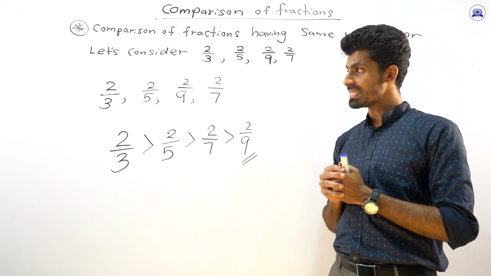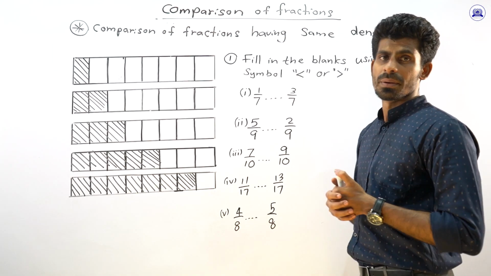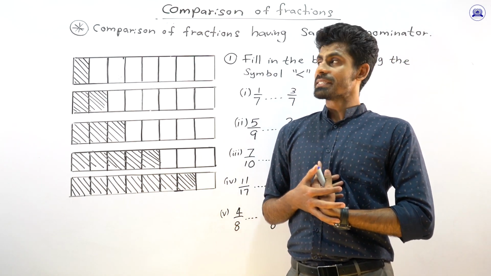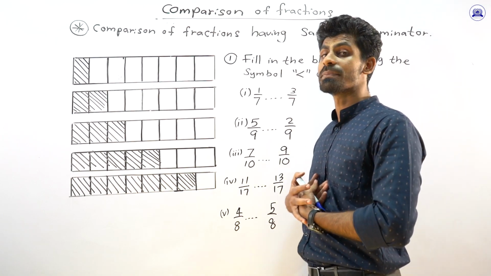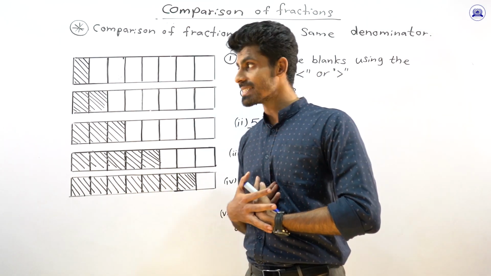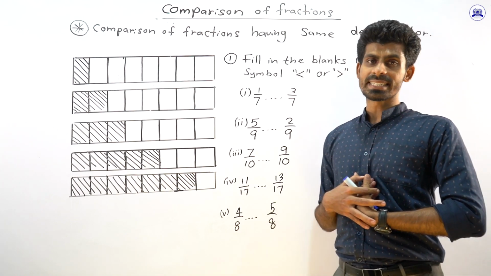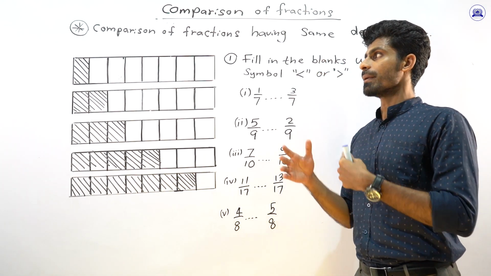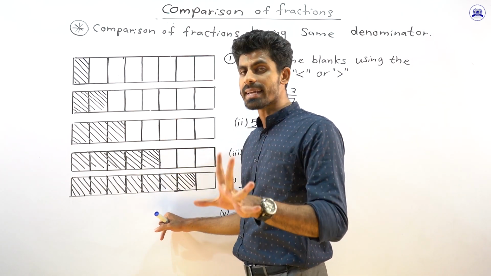That part is very easy. I'm just moving to the next comparison, right? Comparison of fractions. I'm just moving to the third part. This is the last part regarding the comparison of fractions. Comparison of fractions having same denominator. So look at this one, right? So let's take the figure, right? This one is very easy.